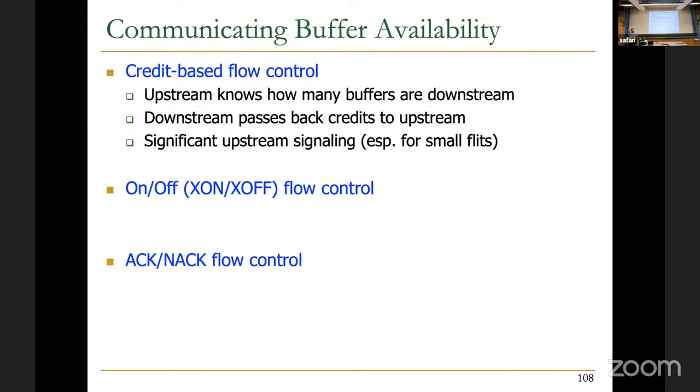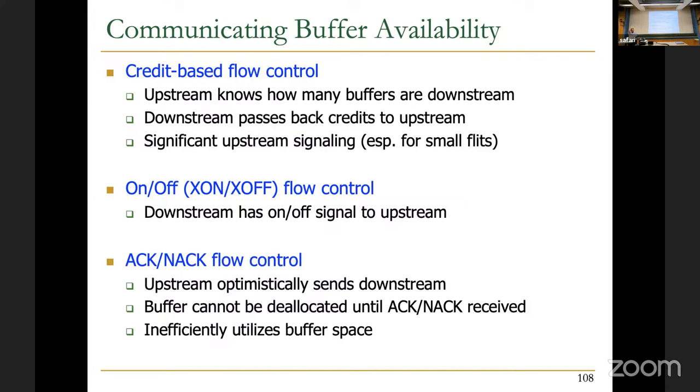Another flow control could be ACK and NACK. For every transfer, the downstream router needs to send an ACK saying that it received the packet. So the upstream router optimistically sends the data to the downstream router, but the buffer in the upstream router cannot be deallocated until the ACK or NACK is received. When the downstream router sends the ACK, then the upstream router can deallocate the buffer and use it for future communication. So this ACK and NACK flow control sometimes utilizes the buffer space inefficiently.